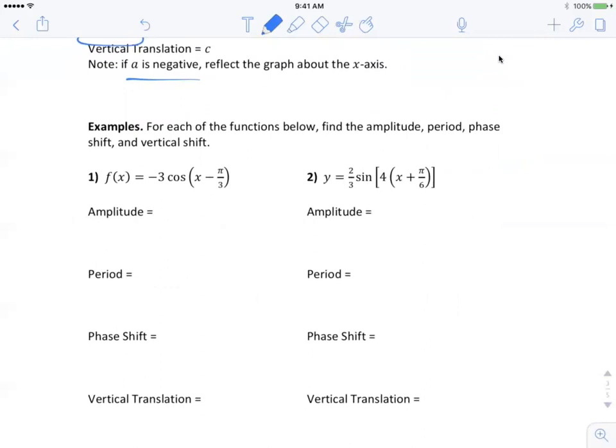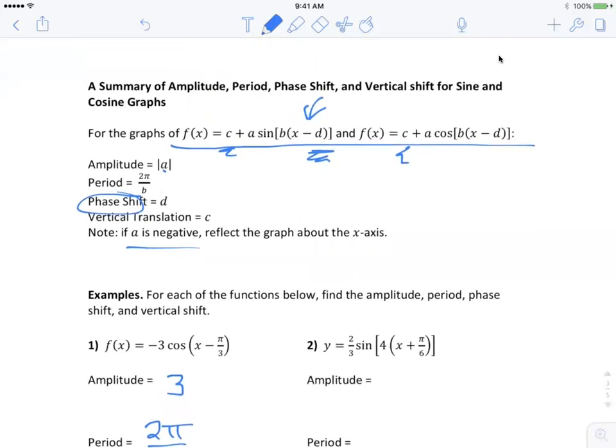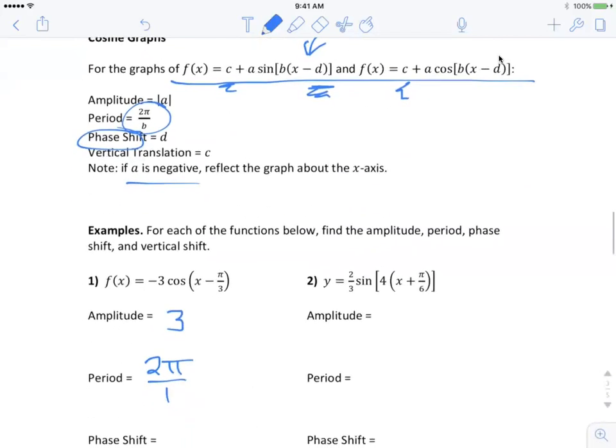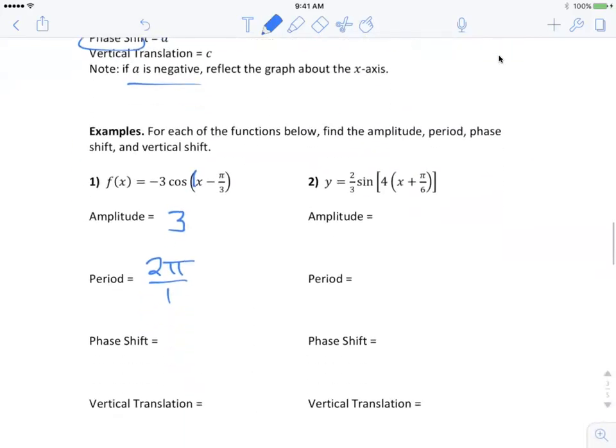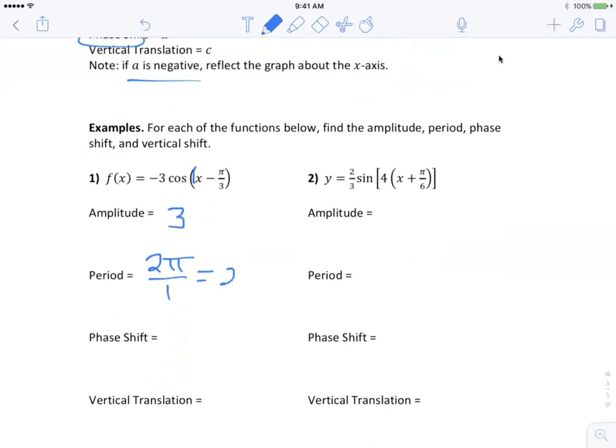Okay, so for number 1, how about the amplitude? Just look for that number out front, ignore a negative. So the amplitude would be 3. Okay, for the period, look for the coefficient of the x. So in this case, it's 1. So that's going to be 2 pi over 1, using that formula, 2 pi over b. Thinking of that 1 right there, which is just 2 pi.